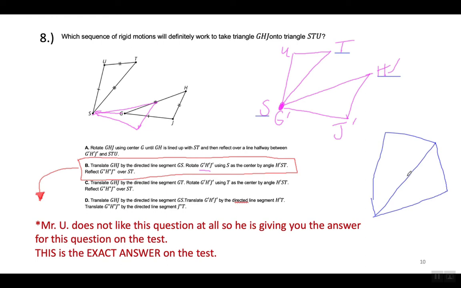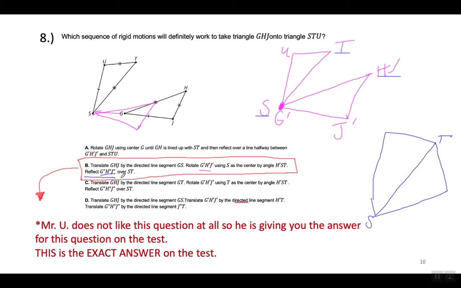They're like this, okay? And then the last step is to reflect triangle G double prime, H double prime, J double prime over this line, which is ST, and it'll match up. Since that was our, let me see, 1, 2, 3. We did 3 transformations. Before we do the last transformation, this is now G double prime, H double prime, J double prime, because at that point you had done 2 transformations.